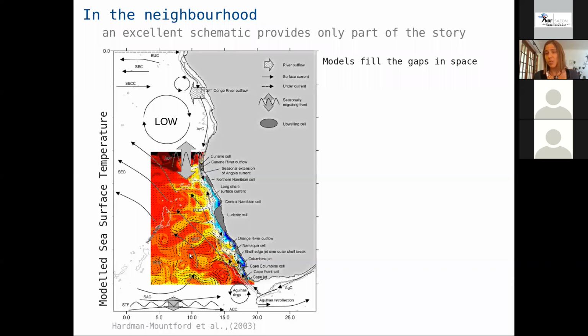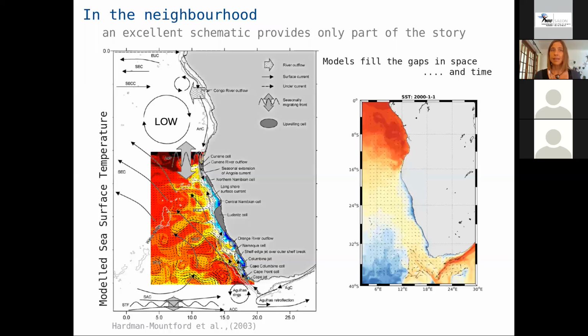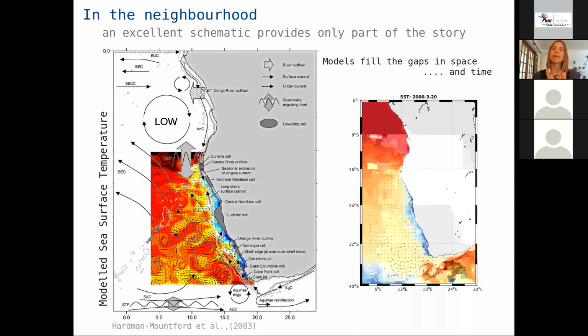The beauty about models as well is that they have revealed to us that the ocean has all these fine scale features that we don't capture in satellites, but that these features also move rapidly. So models capture and fill the gaps, not just in space, but in time.